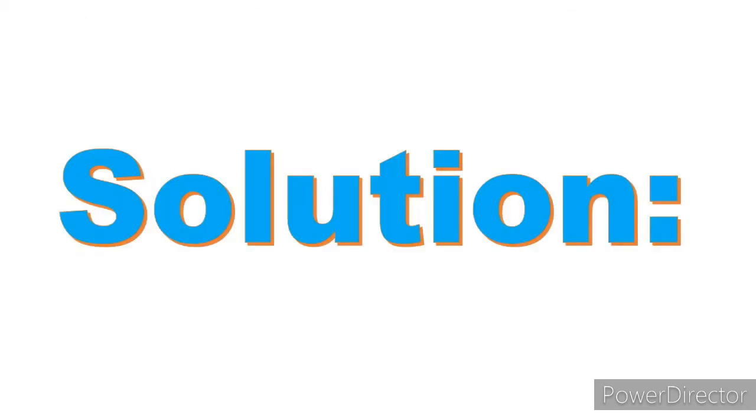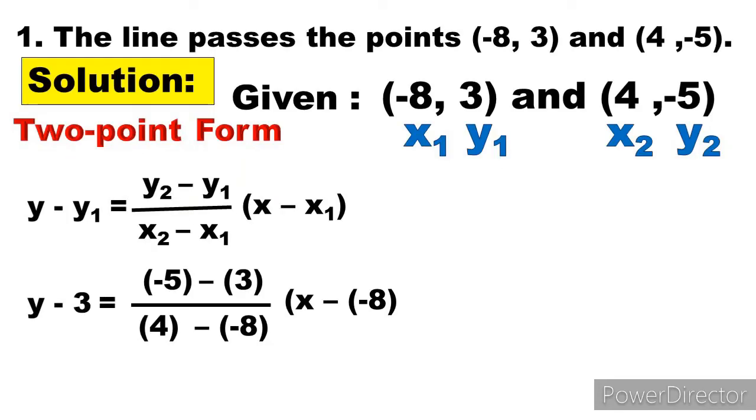Okay, so now let's solve number 1. The line passes the points negative 8, positive 3, and positive 4, negative 5. So, ang first step na gagawin natin is aalamin natin kung ano yung given doon. Okay, so since ang given natin is negative 8, 3, 4, and negative 5, ibig sabihin, given ang 2 points. So gagamit tayo ng 2-point form. So, ang first point natin is negative 8, positive 3. That's why we have x sub 1, y sub 1. So, ang second point natin is positive 4, negative 5. So, that's why we have x sub 2, y sub 2.